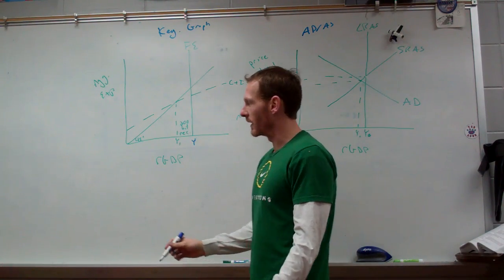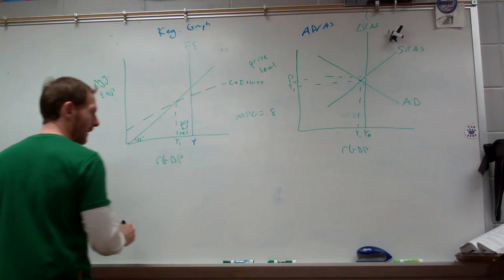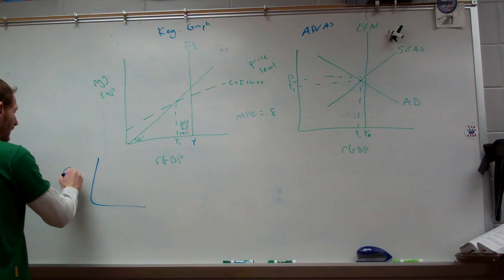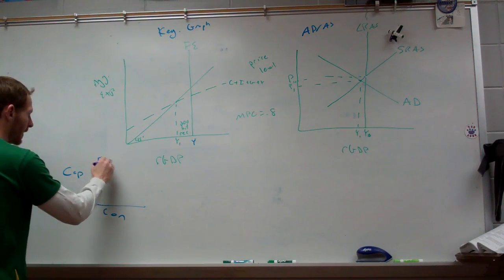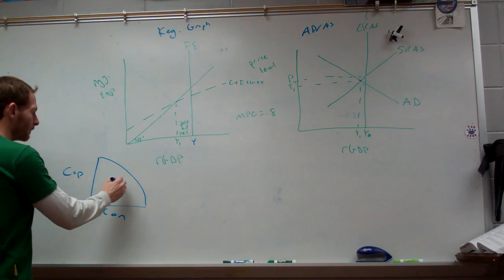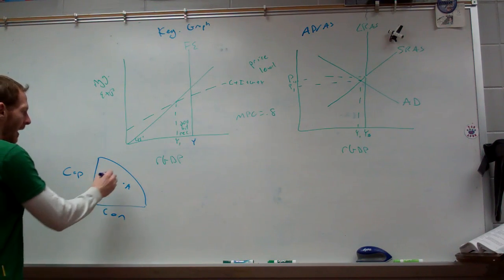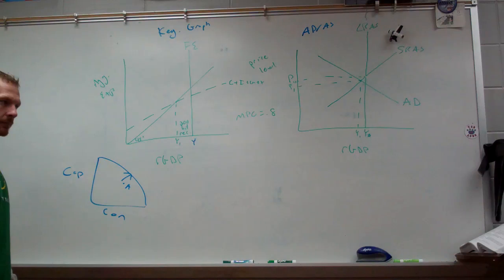Okay? You can also do a production possibilities curve, and this is just, let's say this is capital goods, and these are consumer goods, and here's a production possibilities curve. We are producing here, right? And we want to get to here.